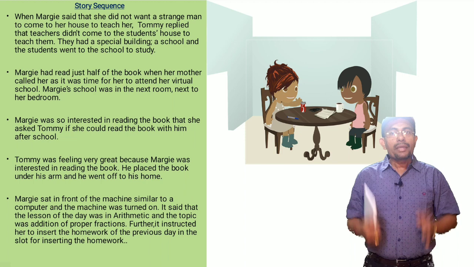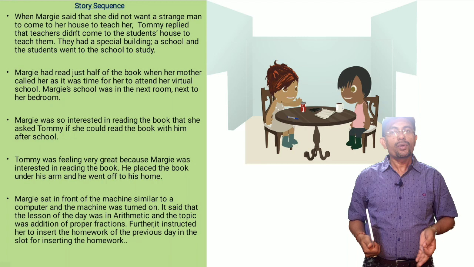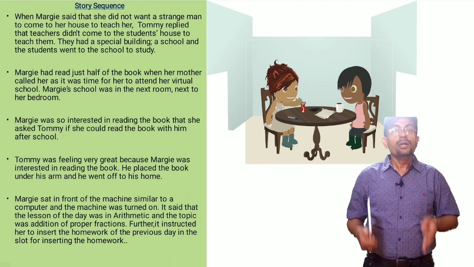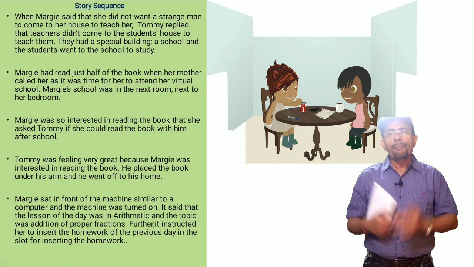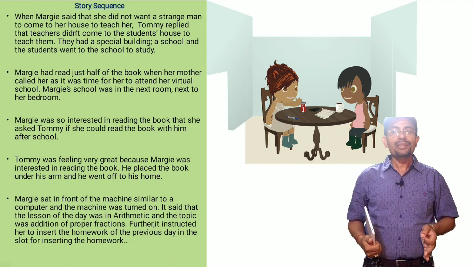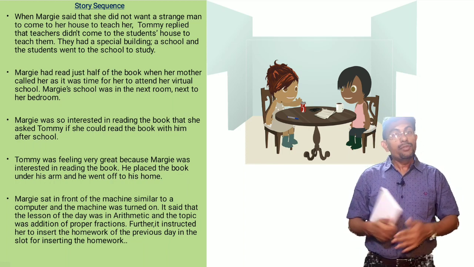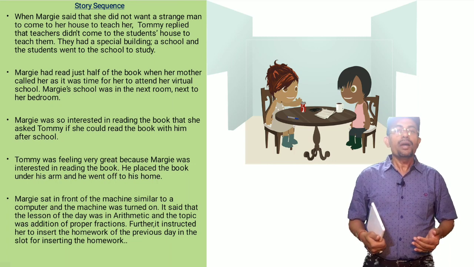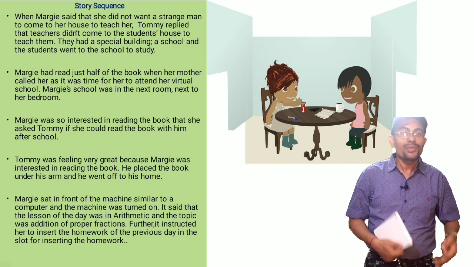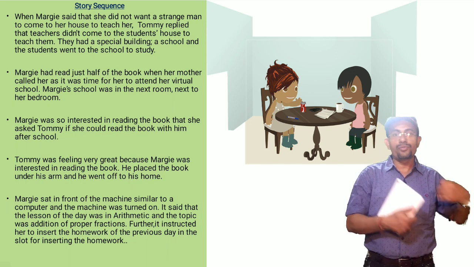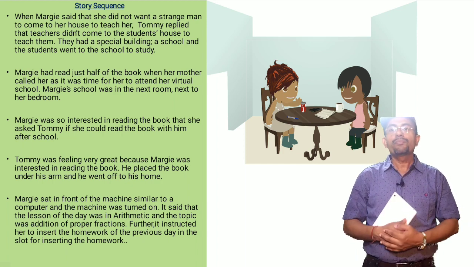Margie had read just half of the book when her mother called her, as it was time for her to attend her virtual school. Margie's school was in the next room, next to her bedroom. Margie was so interested in reading the book that Tommy found, of course, the physical book, that she asked Tommy if she could read the book with him after school. Tommy was feeling very great because Margie took interest in reading the book that he found in the attic. He placed the book under his arm and went off to his home.